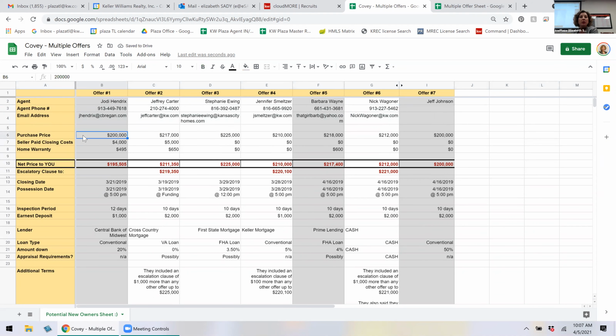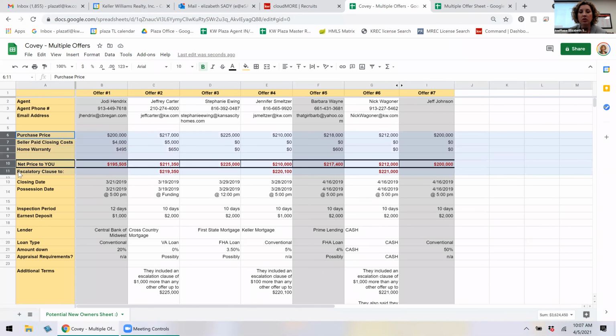The next field that I would capture, and in this section I would always capture the financials, starting with purchase price. So the offer of what the purchase price was in the offer. So $200,000, seller paid closing cost of $4,000, and then a home warranty of $495. The reason I'm including the home warranty is because that does come out of the net. If they were asking the seller to pay for that home warranty, it would come out of the net.